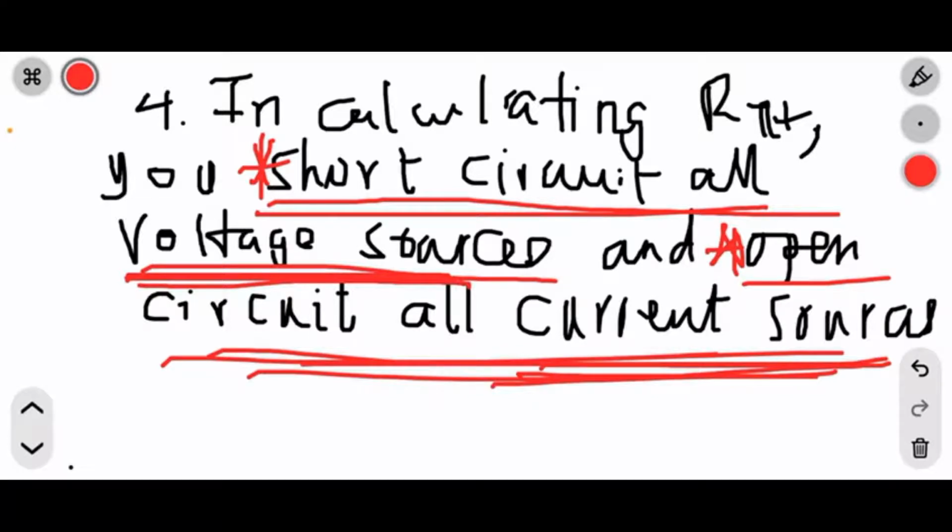After you do that, the parts that current will not be passing, you take note that they won't form parts when you are finding the RTH. You get me? So you do that, and after that, you find your RTH.